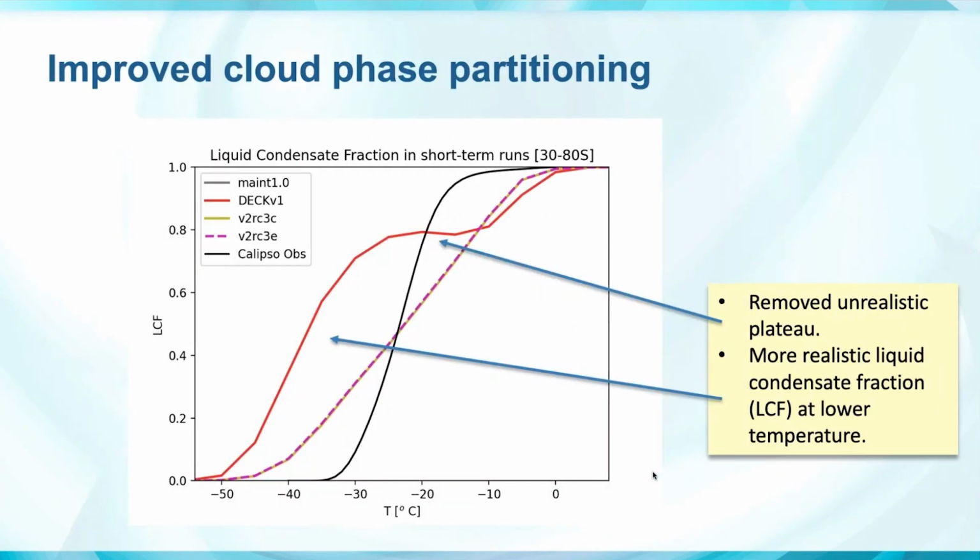But it's not just looking at the global picture. There's also process level improvement. This is the liquid cloud partitioning as a function of temperature. The black line shows the observation. As you mentioned, there's quite a bit of uncertainty on that line, so it should not be taken as the absolute truth. But V1 was here with a very unrealistic plateau here. That goes away in V2. So that's a significant improvement. And also we think we have more realistic partitioning at lower temperatures here.